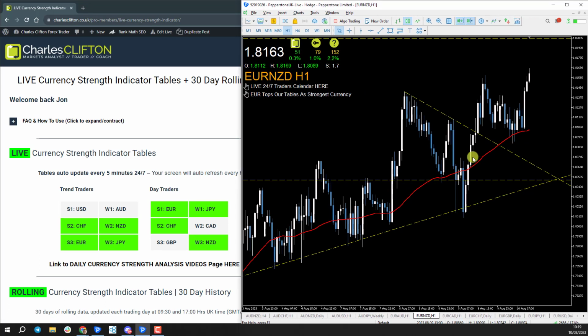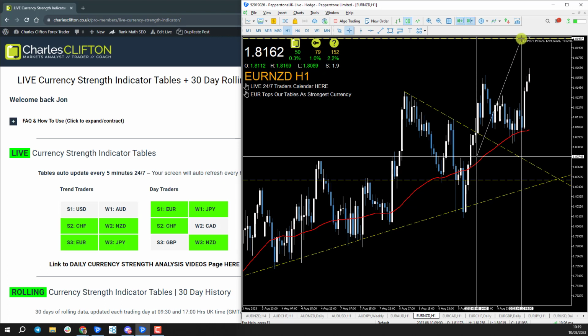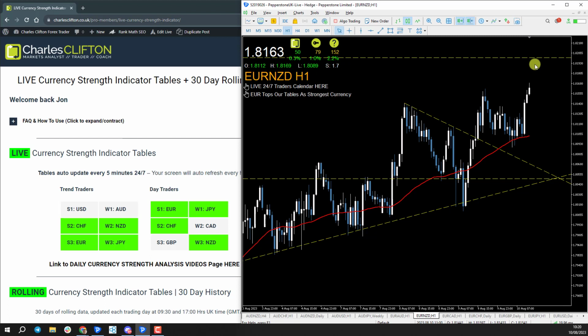Where did we look to get in? Well, we looked to get in around about this level here at the 1.80.75 was our entry. So if you managed to get that entry, you're around 89 pips to the good at the moment. First target is the 1.82 at 125 pips. So I'm looking to see if we can extend into that level today. If we do get into that level by the end of today, I'll be looking to close some of the position, or at least manage the position.